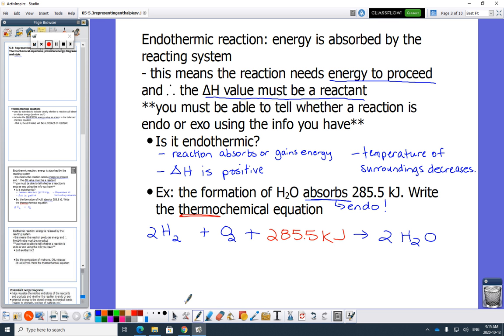Same thing with exothermic reactions. We often use combustion examples. It makes sense that the energy value is a product because we use reactions, we burn things to get energy from them, including the food we eat. We break it down, get the energy out, and our body, our cells use that energy to do work.